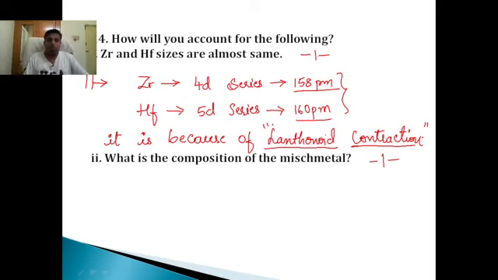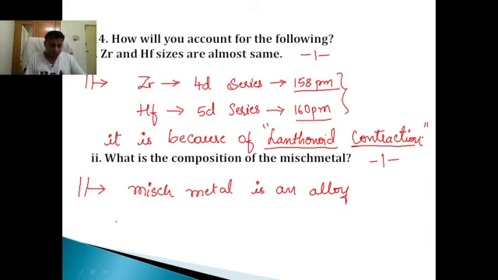Now what is the composition of mish metal? Where do you come across mish metal? We'll come across this mish metal in lanthanoids. What is mish metal? Mish metal is an alloy. It's an alloy. And what is its composition?